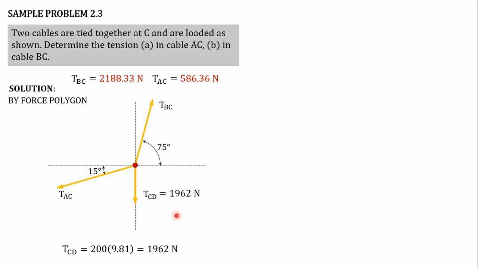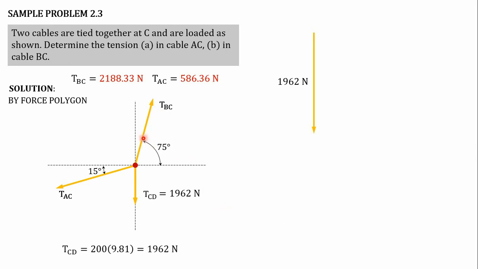So unahin natin i-graph natin si tension CD. Ito yung gawin natin. Tension CD, purely vertical. Wala akong nabago dyan. That is the side of tension CD. That is purely vertical, going downward. Ang next natin gawin is i-graph ko yung tension BC.